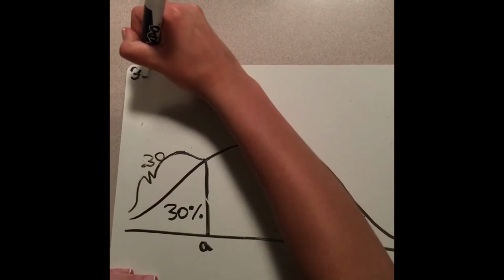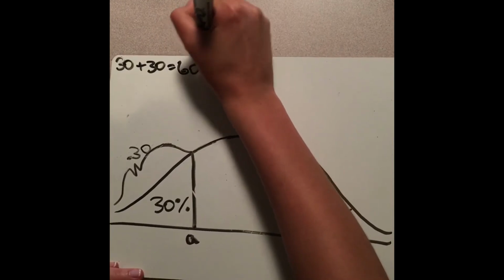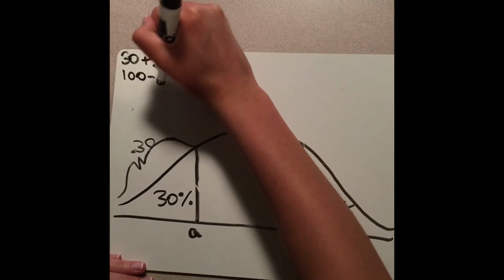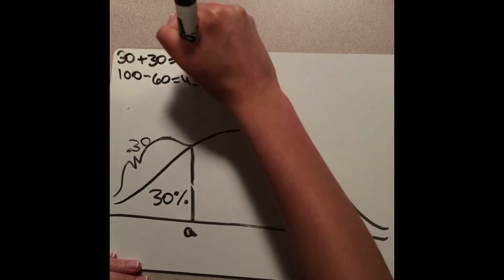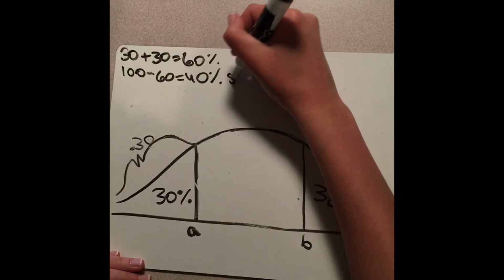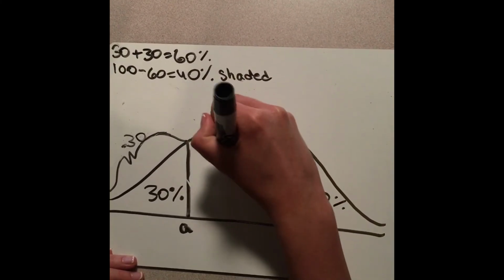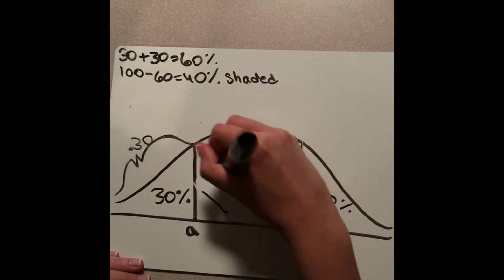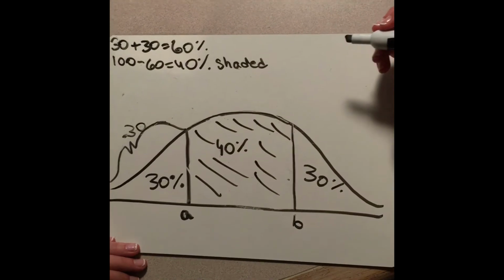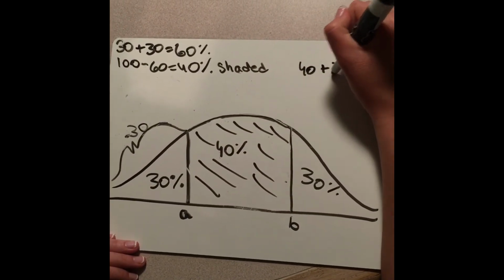To find B, since we always use the area to the left, we first need to find the total area to the left before B. The two sides of the shaded region are both 30, and added together, 30 plus 30 equals 60%. The total area under the curve is 100%, so subtracting 60 from 100 gives us 40% for the area of the shaded region. Adding 40% to the 30 on the left side of B gives us 70% for the complete area to the left of B, which will be 0.70 in the calculator.